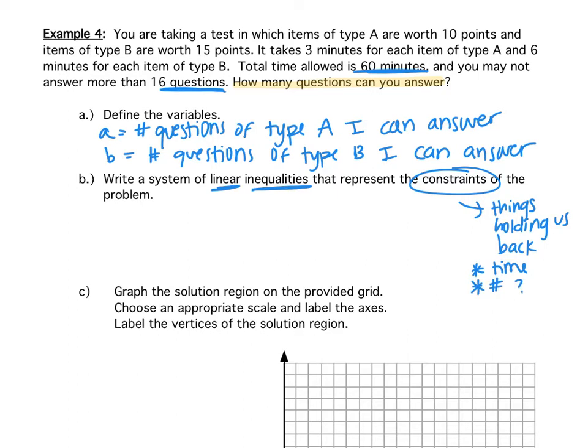Okay, so if we can only do 16 questions, we're going to do so many A questions and so many B questions. If I do A questions and I also do B questions, the number together of questions that I answer has to be less than or equal to 16. So this is the constraint for the number of questions.